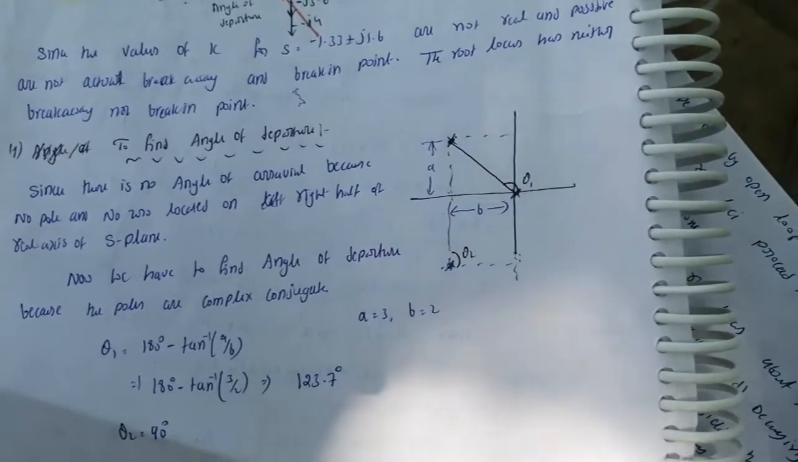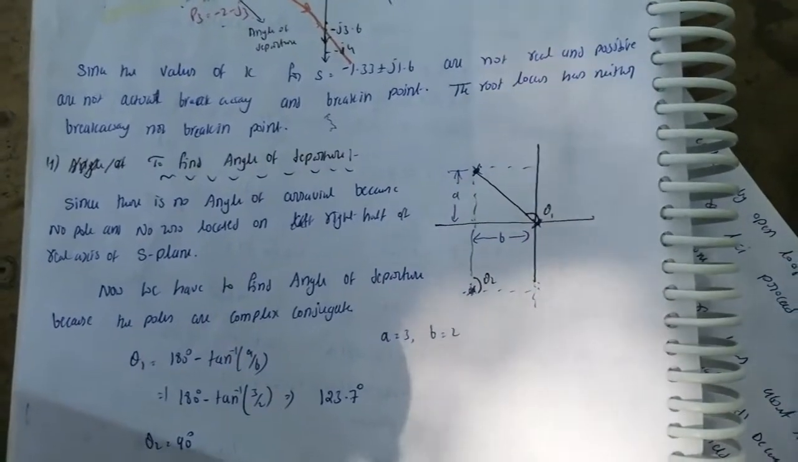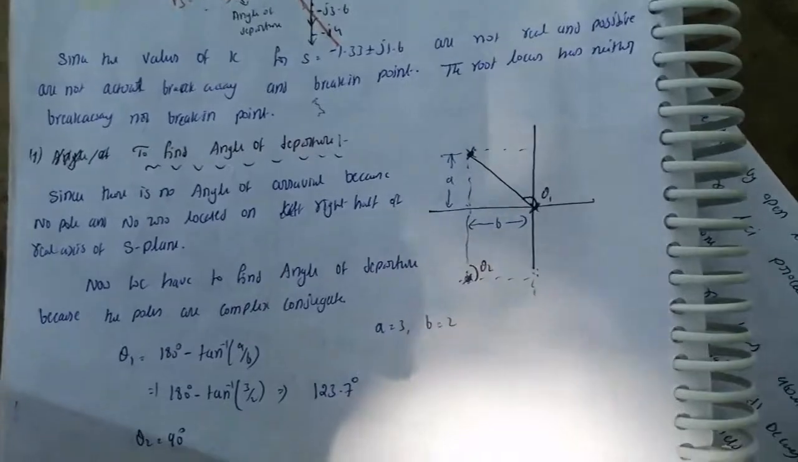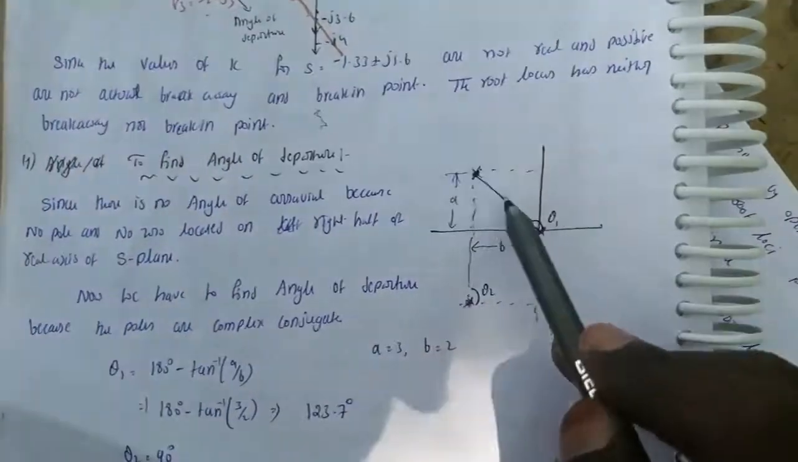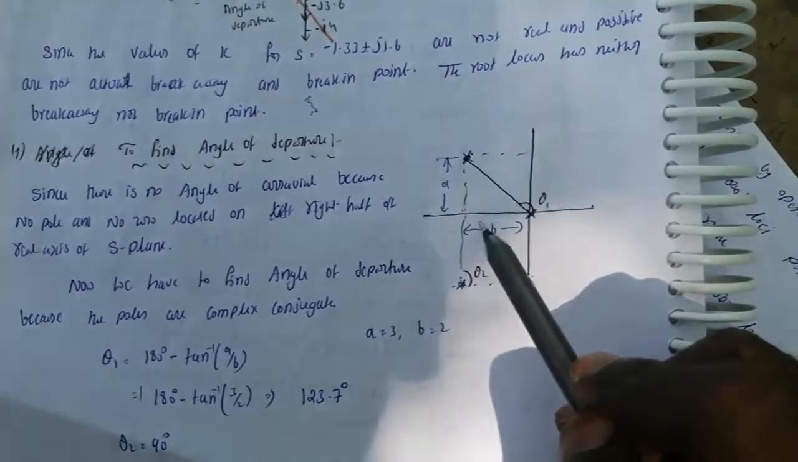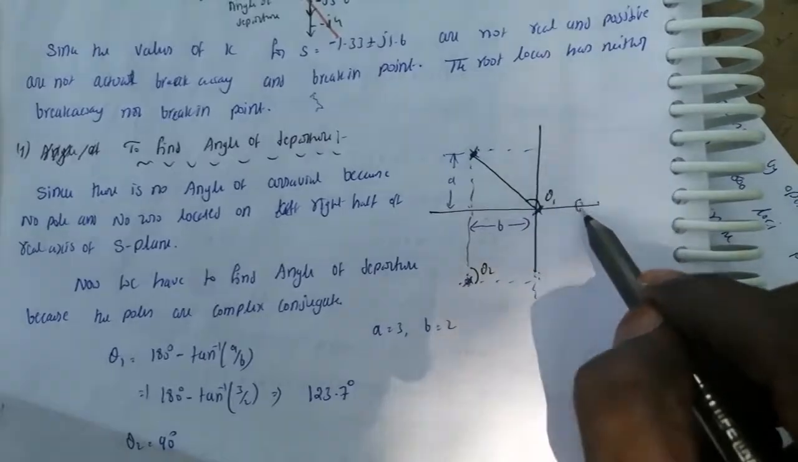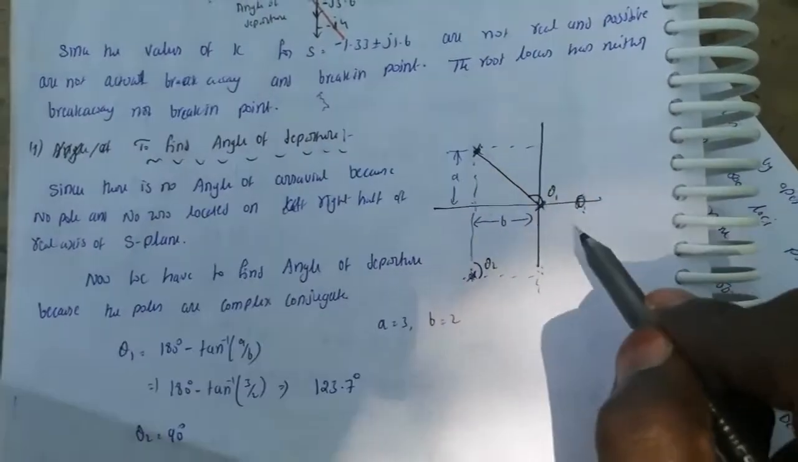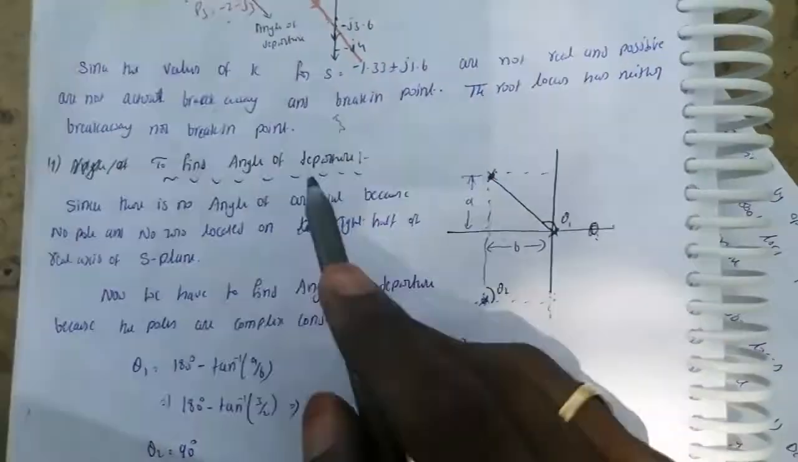If at least one pole or zero is located on the RHS, then we can find the angle of arrival. That is the difference between angle of departure and angle of arrival. Angle of departure means all poles and zeros lie on the LH side. Suppose one zero is located here, then you can calculate the angle of arrival.